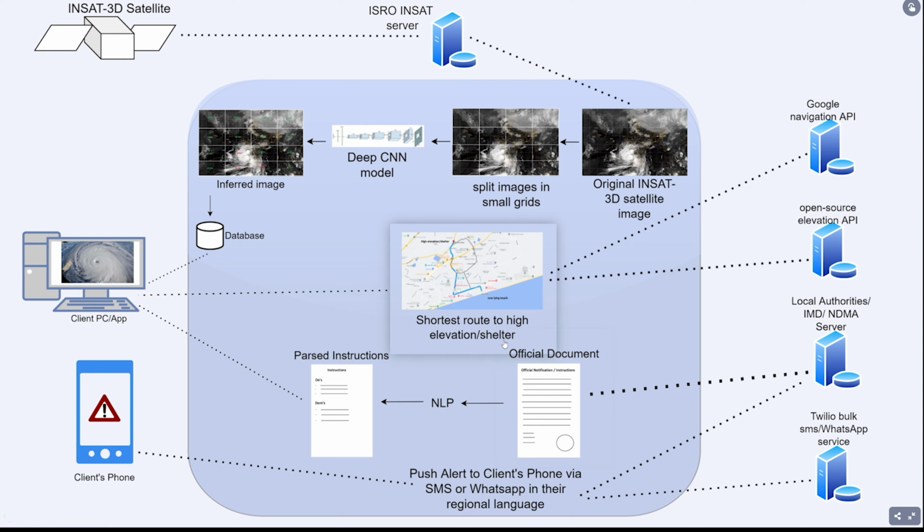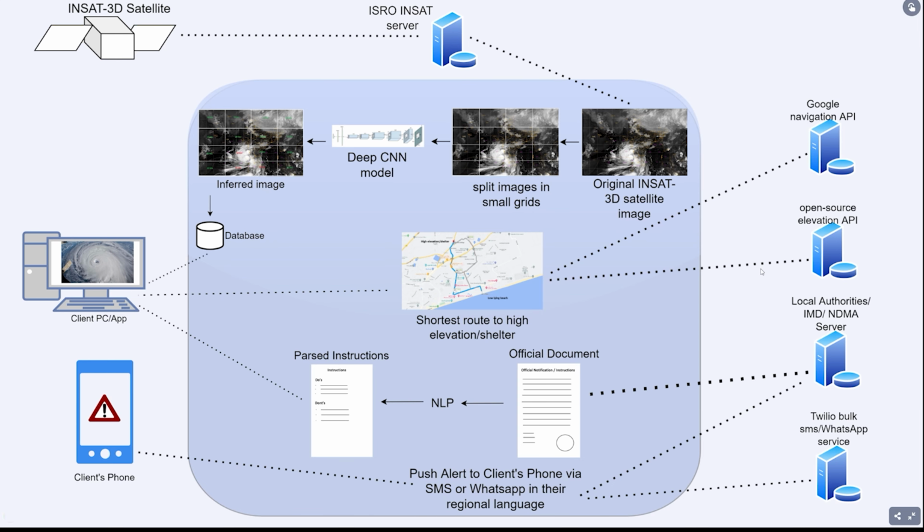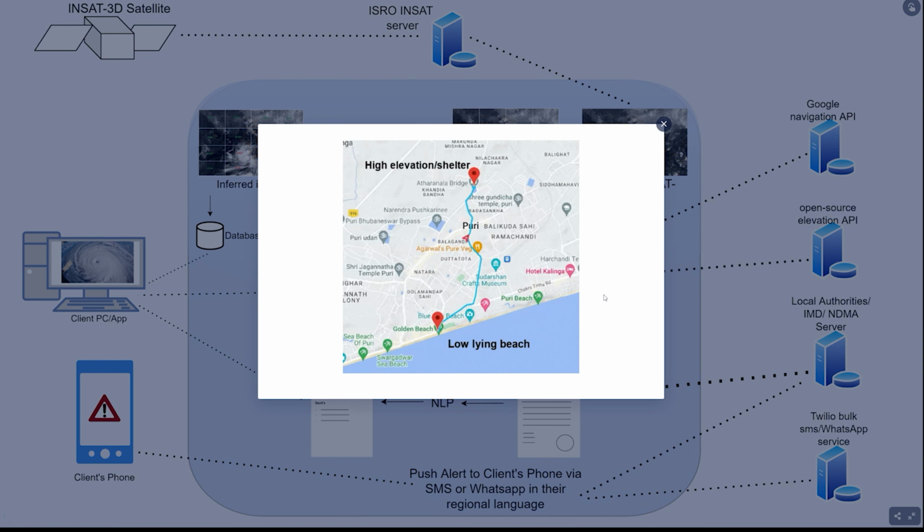So this is our shortest route to high elevation slash shelter functionality. Here we are taking elevation data from an open source elevation API. Using this API, we will be able to find any dangerous low-lying beach or low-lying coastal areas that are prone to a cyclone's path or which may be submerged where a user should not be there. Using these APIs, we will be able to find these areas, and then using Google Navigation API, we will show user a path to high elevation or even a cyclone shelter nearby.